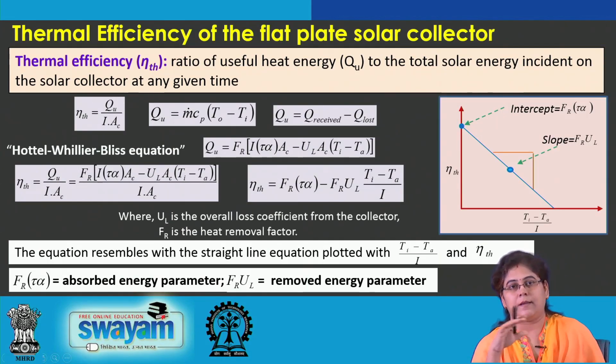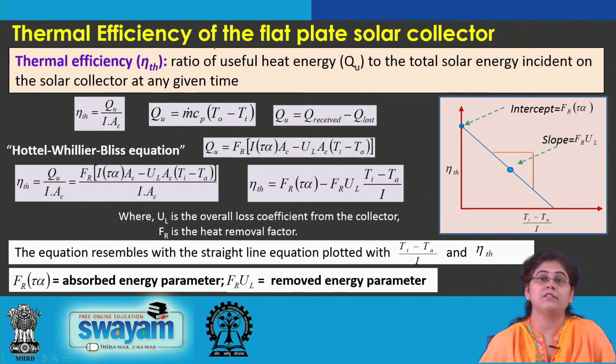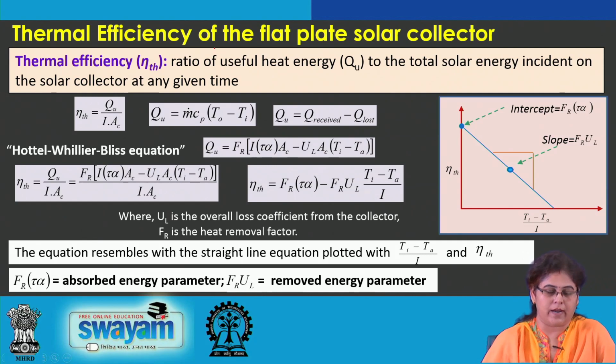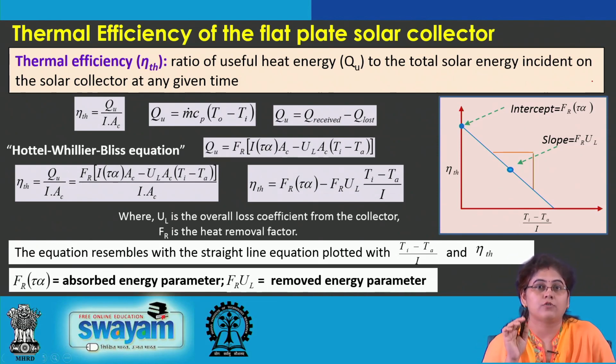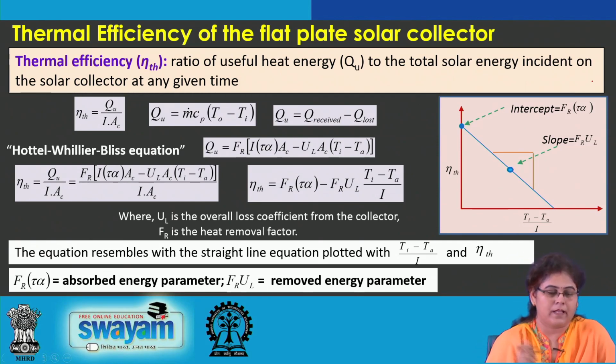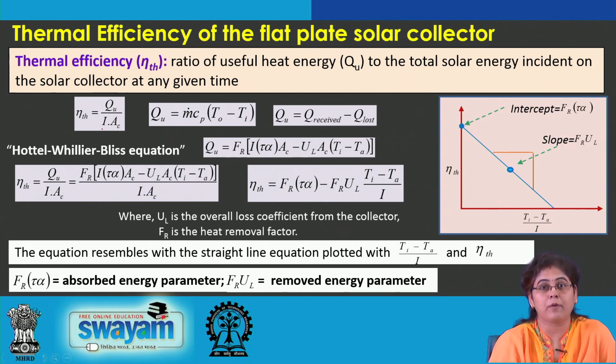So, analyzing these temperature variations at different locations of the collector, the thermal efficiency of the flat plate collector can be determined. Thermal efficiency is defined as the ratio of useful heat energy to the total solar energy incident on the solar collector at any given time. This thermal efficiency is represented as QU upon I Ac, where I is the radiation intensity expressed in watt per meter square and Ac is the collector area. QU is nothing but equal to m Cp dT, already we have seen it.